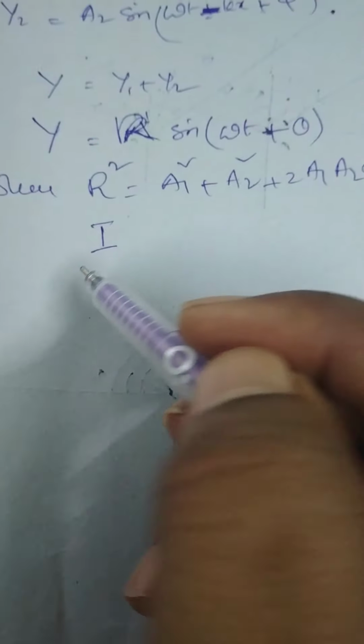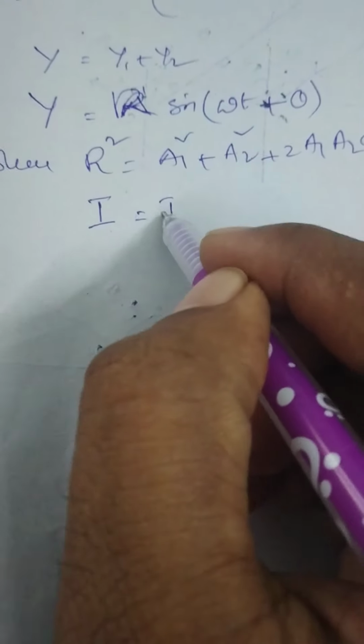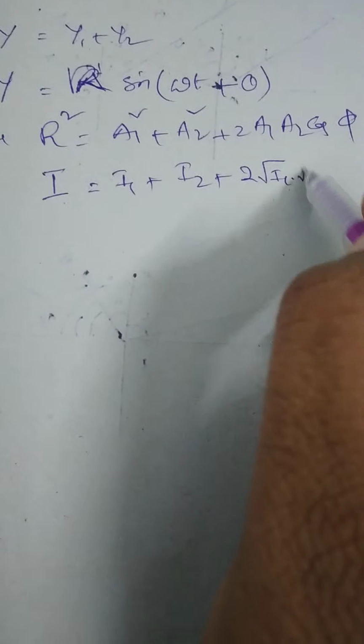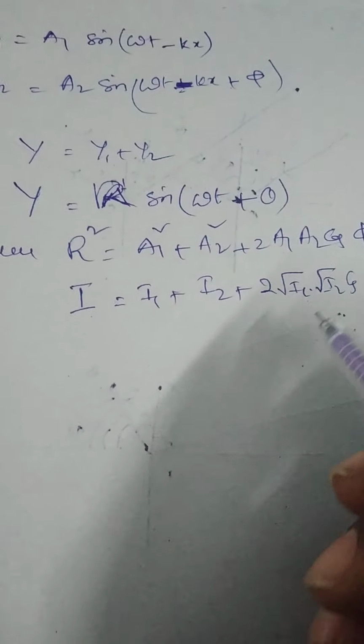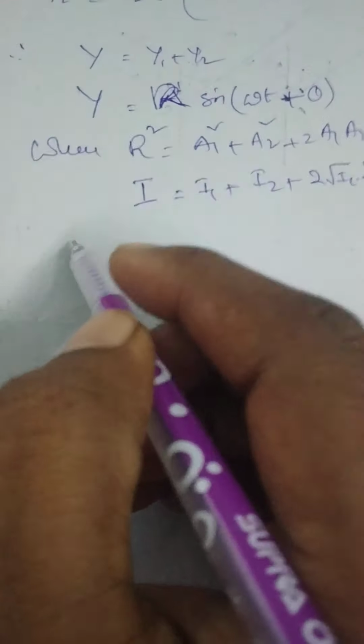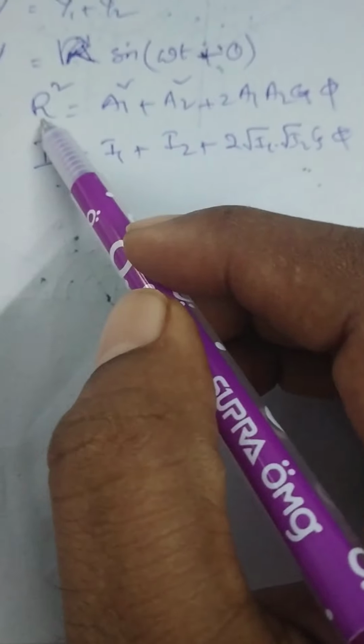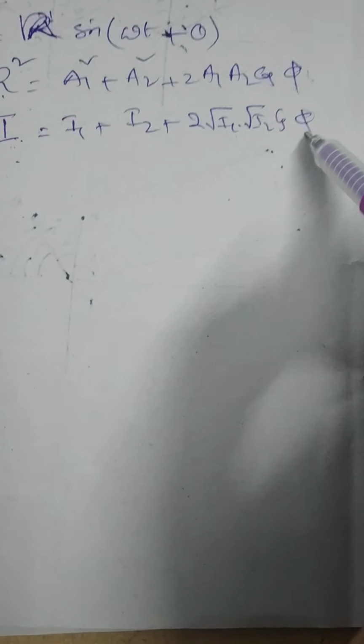Again, intensity is proportional to amplitude square, meaning I is proportional to R square, I1 is proportional to a1 square, I2 is proportional to a2 square. So I is equal to I1 plus I2 plus 2 root I1 root I2 cos phi. This is the formula for the intensity of the resulting wave. The maximum or minimum values depend only on the cos phi function, or the phase difference between the two waves.